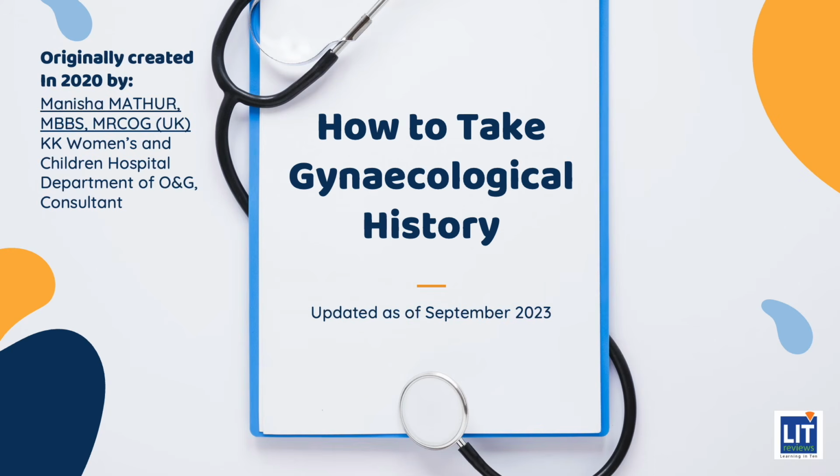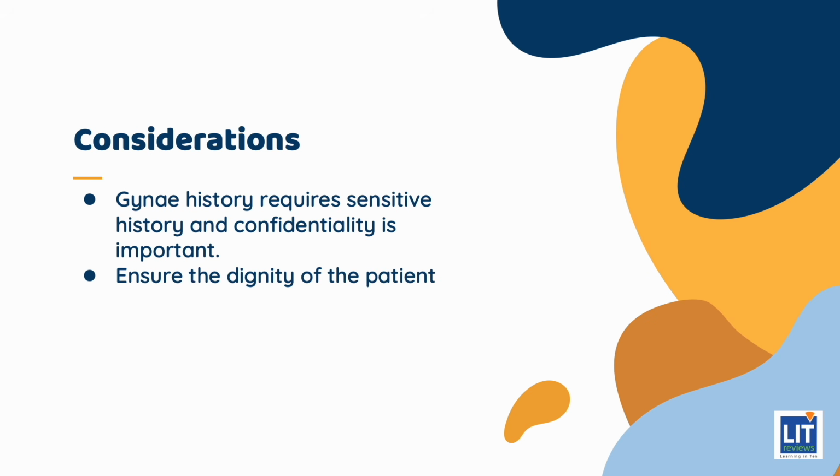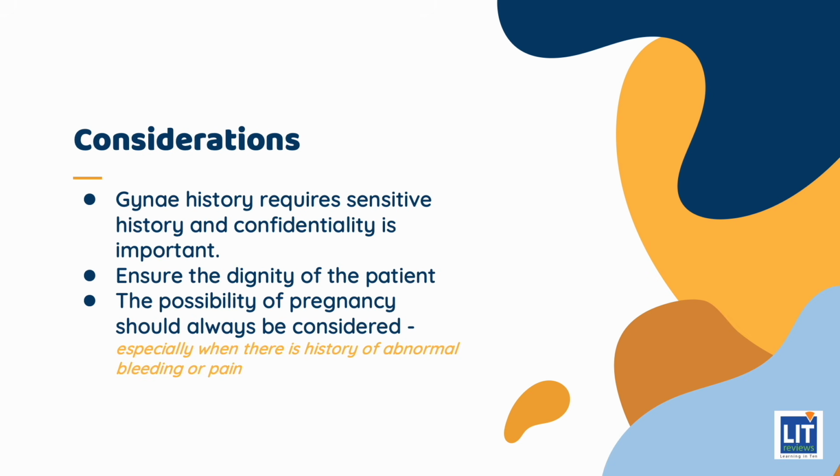In this video, we will talk about how to take gynecology history in a structured manner. Do note that gynae history requires sensitivity and confidentiality is important. We also have to ensure the dignity of the patient, and this should be communicated to the patient. Possibility of pregnancy should always be considered, especially when there is history of abnormal bleeding or pain, although the patient may not bring this as a diagnosis.